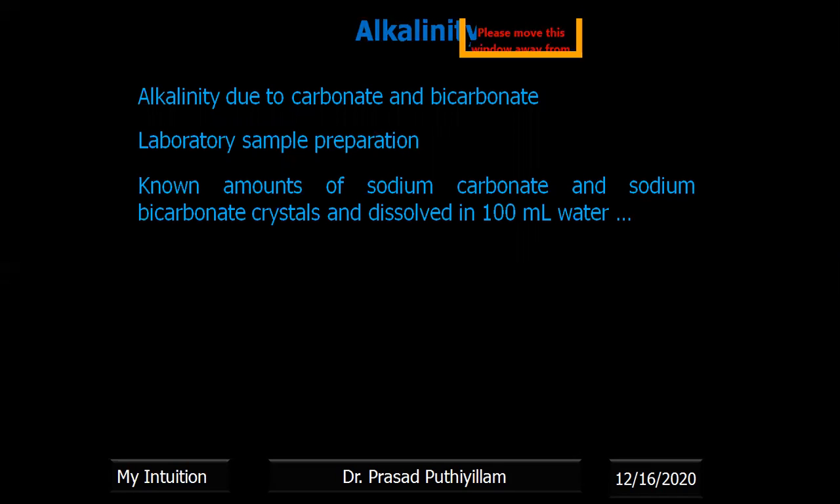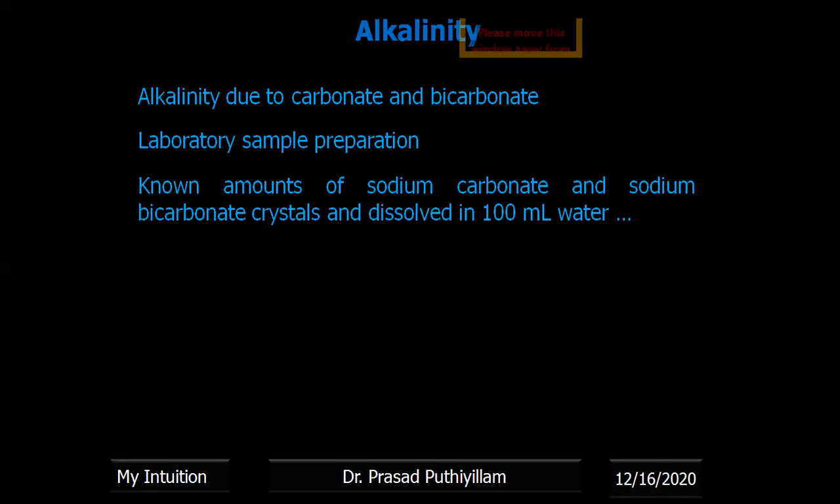How to estimate the alkalinity due to carbonate and bicarbonate. Here I am not considering that of hydroxyl ion, only carbonate and bicarbonate is there. So, in the laboratory, to understand how to estimate the alkalinity by the titration method, we usually prepare the solution rather than taking the actual sample. We prepare the sample in our lab itself.